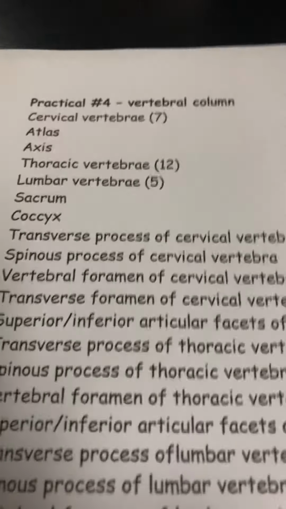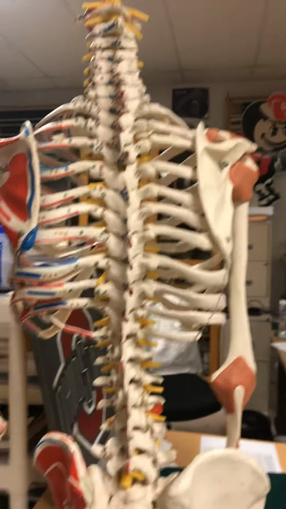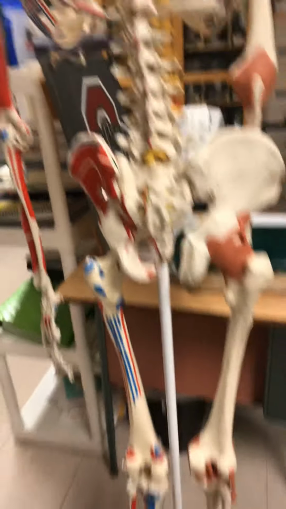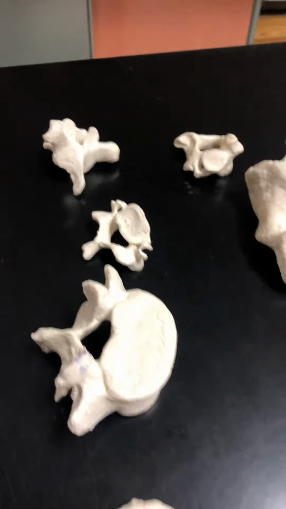Okay, so we are now on practical number 4, the vertebral column. I will start and I might refer to the skeleton here, but I have the individual bones that you will need for this practical. So let's just start talking about cervical vertebrae and the characteristics of a cervical vertebra.